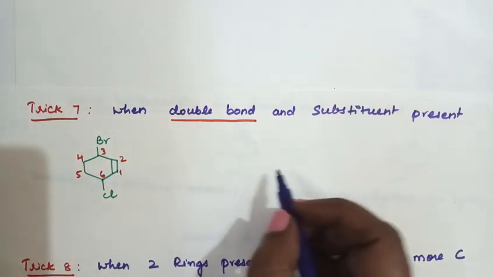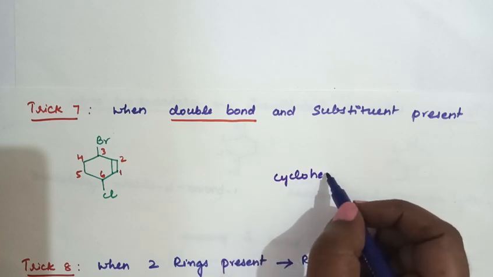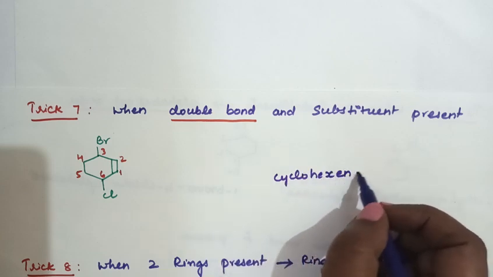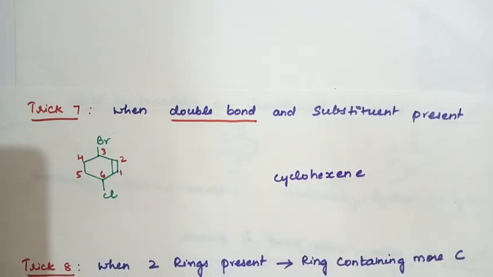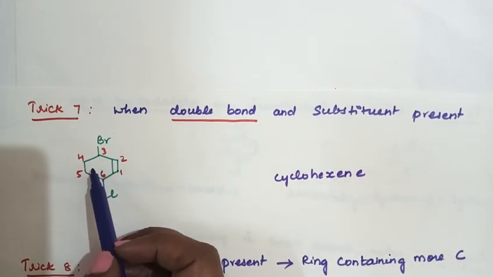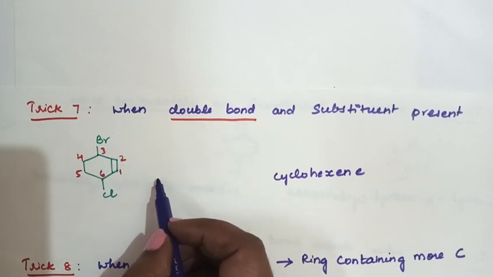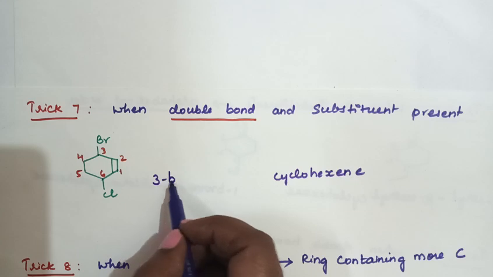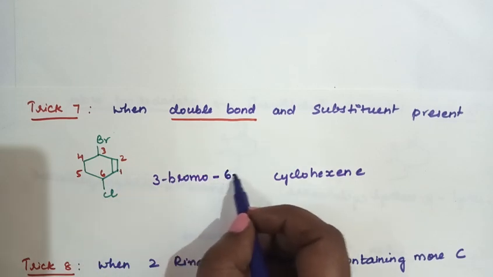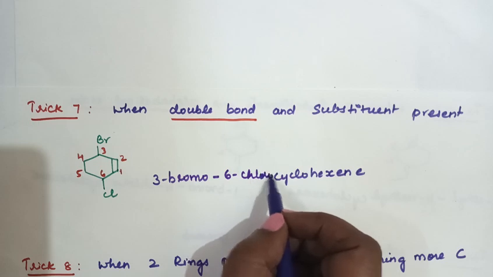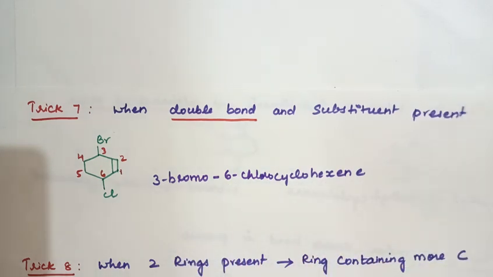So it will be cyclohexane. One double bond is there. You can write hex 1ene or cyclohexene. And at position 3, you can see there is a bromo group. So you'll write 3 bromo, 6 chloro. So 3 bromo, 6 chloro, cyclohexene.